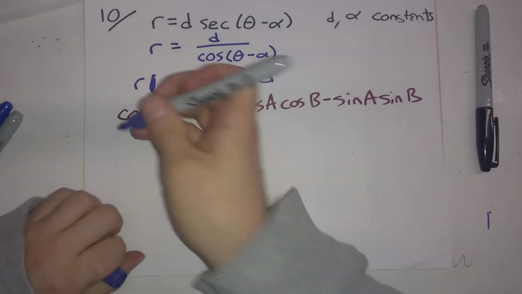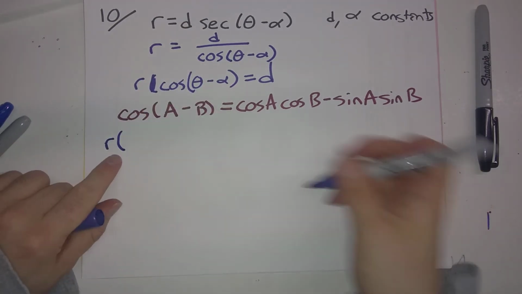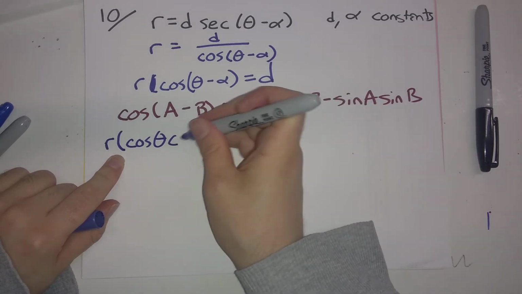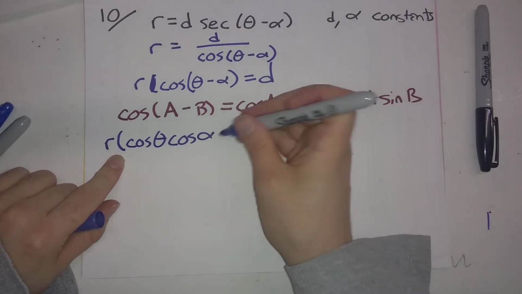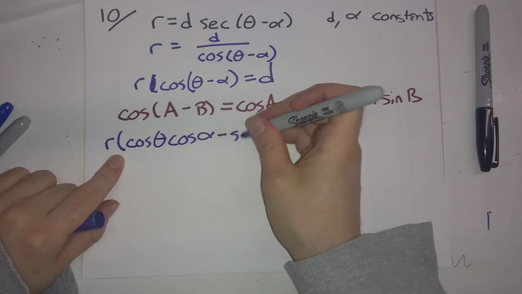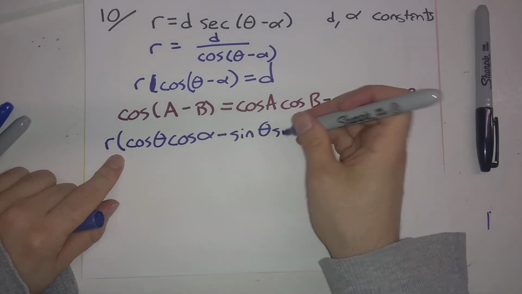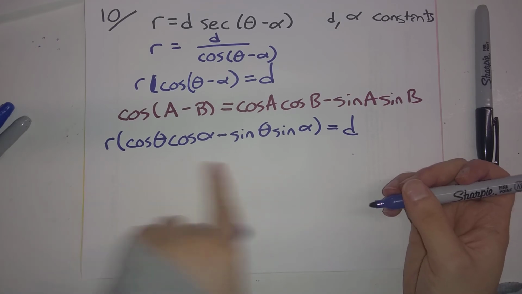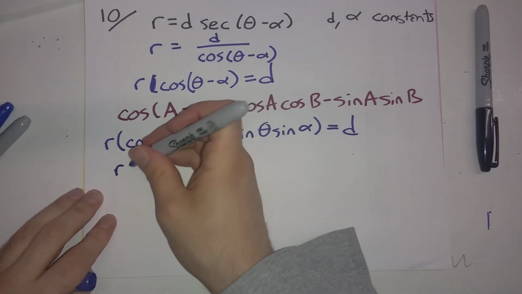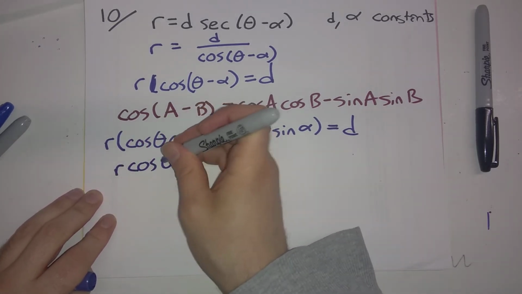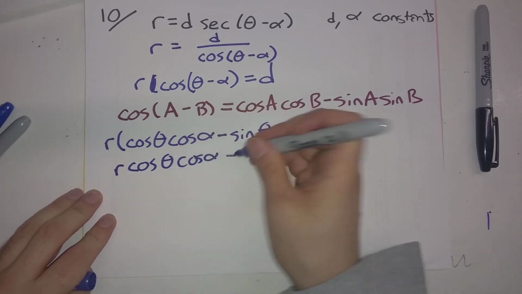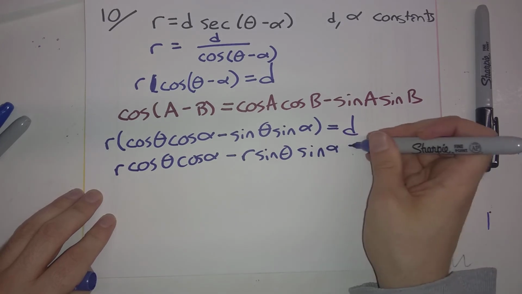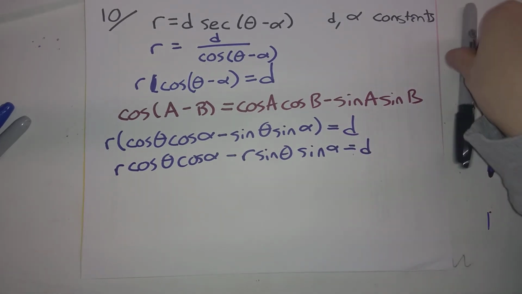And this produces r times cosine theta times cosine alpha minus sine theta sine alpha. All of that is equal to d. And if I open up this multiplication, I get r cosine theta cosine alpha minus r sine theta sine alpha. All of this is equal to d.